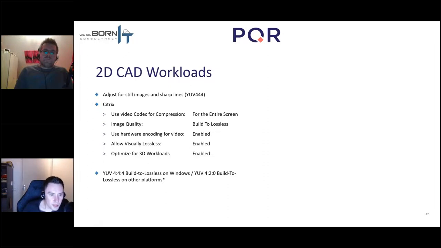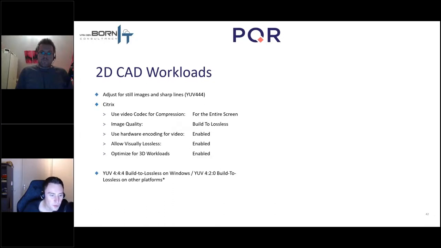So for this setup, I would set it again to for the entire screen. Set the image quality to build-to-lossless, so you have a lossless image if you don't move your screen. Enable hardware encoding again. Allow visually lossless, set it to enabled to have YUV 444 again with hardware encoding, and set it to optimize for 3D workloads, so for the entire screen also works with the H.264 encoder.